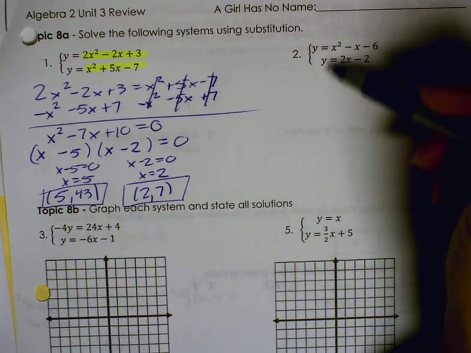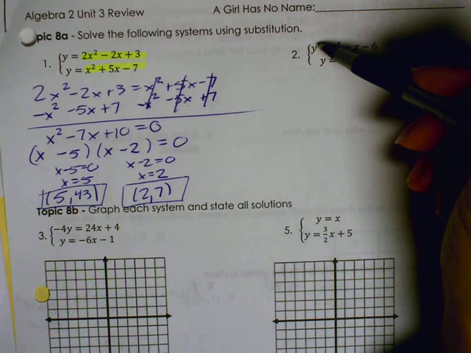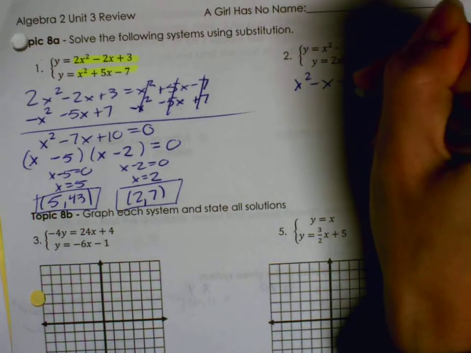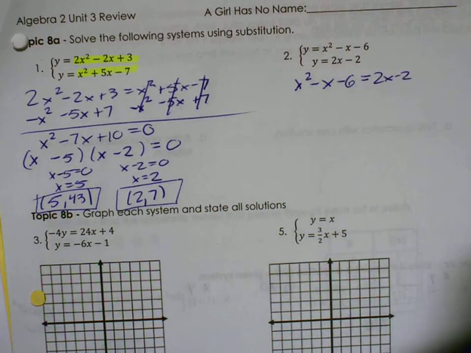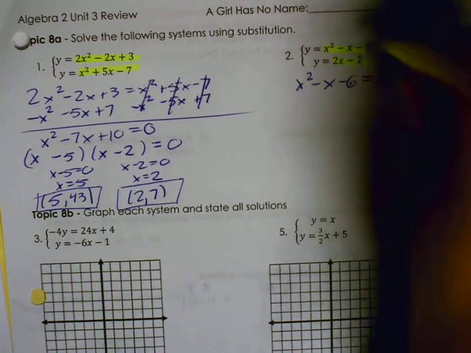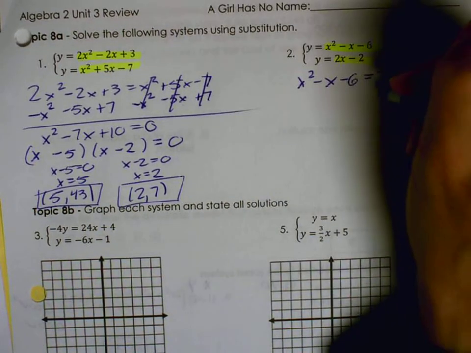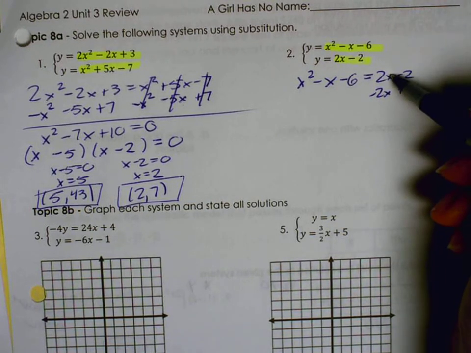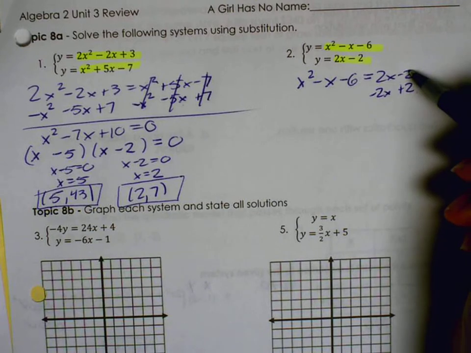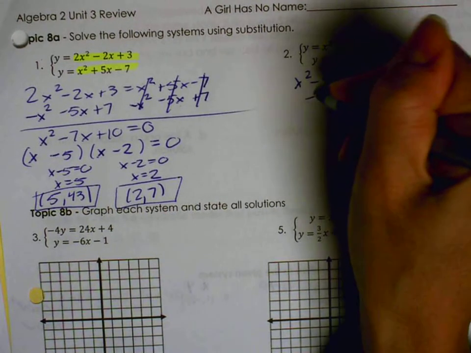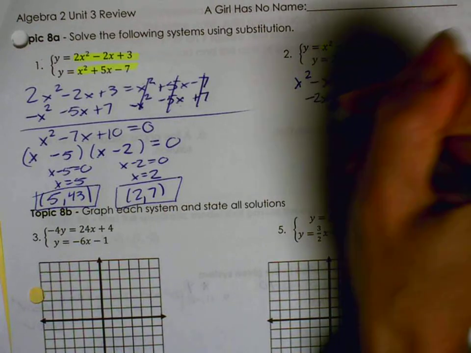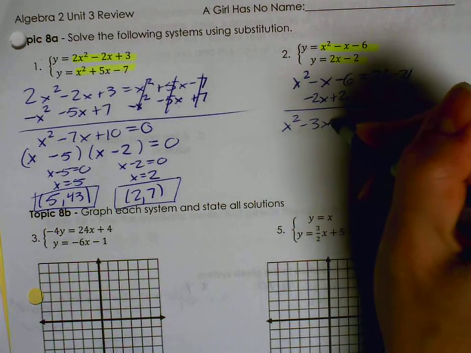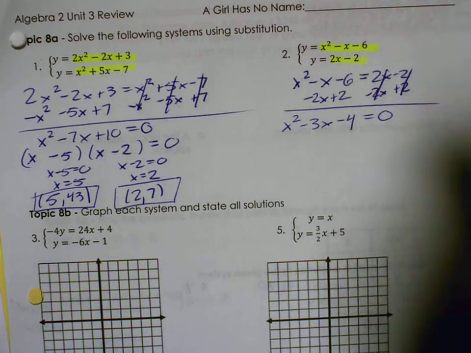Let's look at number 2, same thing. I already have them both set up to be y equals, so I can set them equal to each other. So because they're both y equals, I can say that equals that. Again, I need to move everything to one side. So minus 2x plus 2, I'm doing the opposites here. The opposite of positive 2x is minus 2x. The opposite of negative 2 is positive 2. And I'm going to write them under their like terms. So now these are gone, that's why I did it. I have x squared minus 3x minus 4 equals 0.